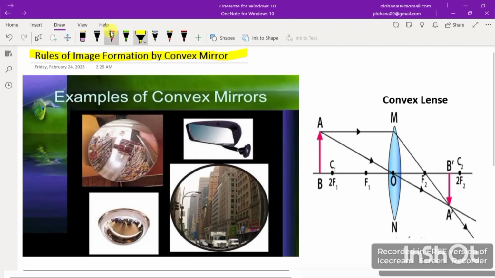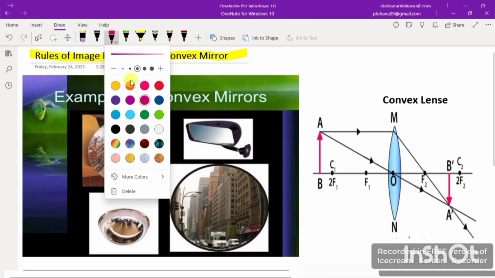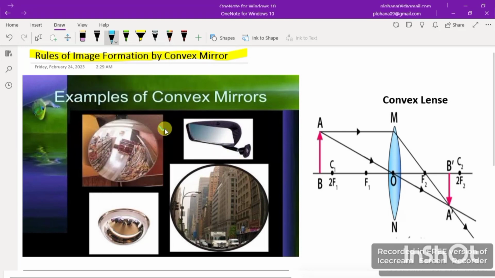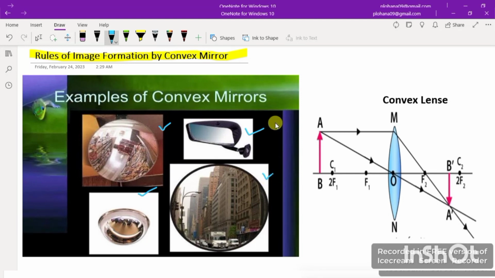So first of all we need to know what a convex mirror is, right? This is the convex mirror. This is convex mirror 2. This is convex mirror and this is convex mirror as well. Now let me tell you the definition of convex mirror and what convex mirrors actually are.